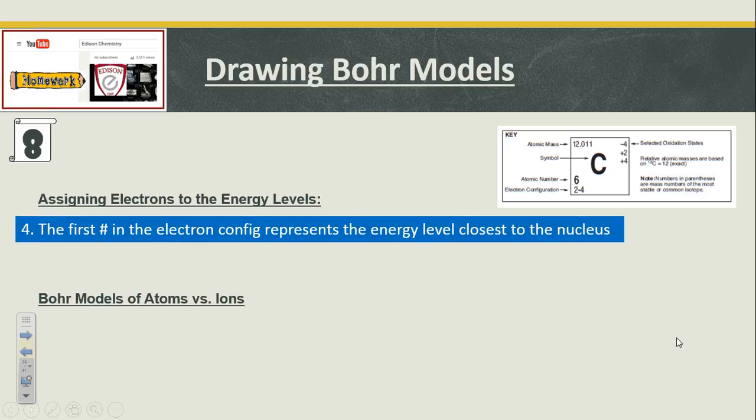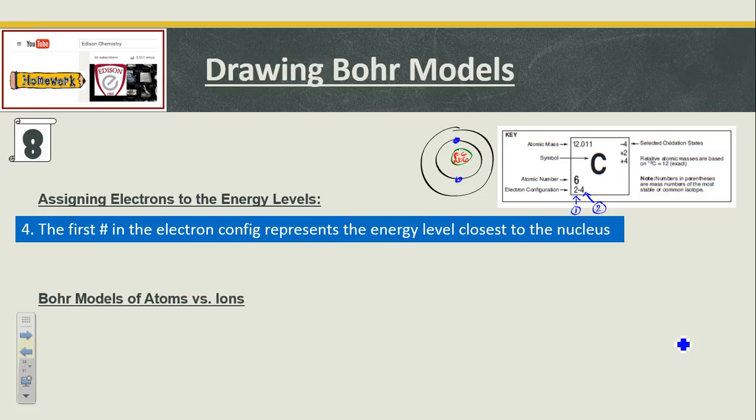Let me just redraw this little picture here. Protons, neutrons, and 2 energy levels, using our carbon example. So I need to assign electrons to the energy levels. The first number in the electron configuration represents the energy level closest to the nucleus. That's the first ring. That's the second ring. The first ring shows me that I have 2 electrons in there. I separate them and place them opposite. It's visually easy to see.